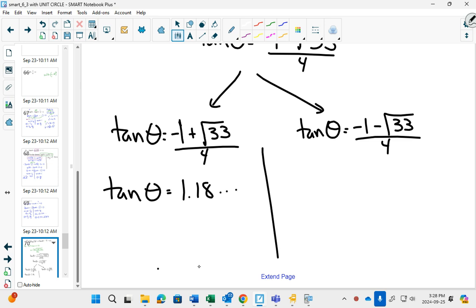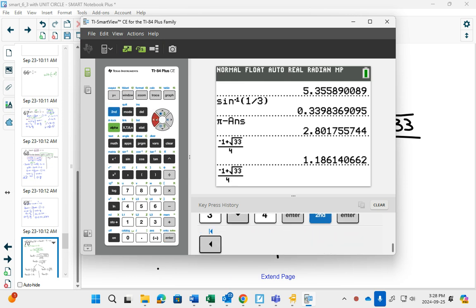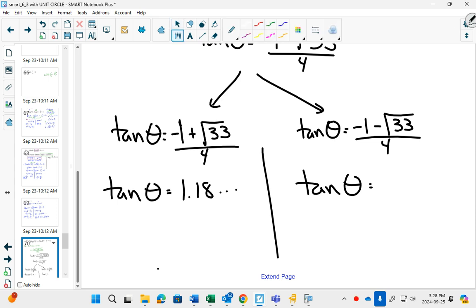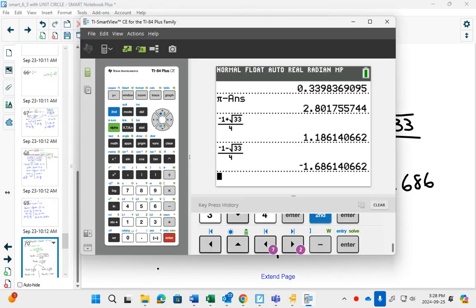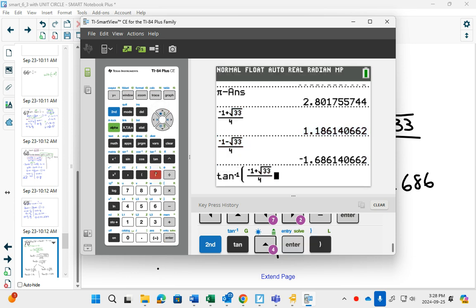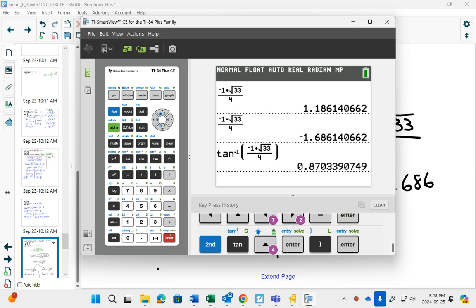I want you to see that it's positive. And on this side, I'm going to type in the same thing into my calculator, but just switch that to a subtract sign. Negative 1.68. Perfect. Okay? I want you to see that because one is positive, one is negative. When we go to find the reference angle of this one, I can go tan inverse of this one, and I get my reference angle 0.87.